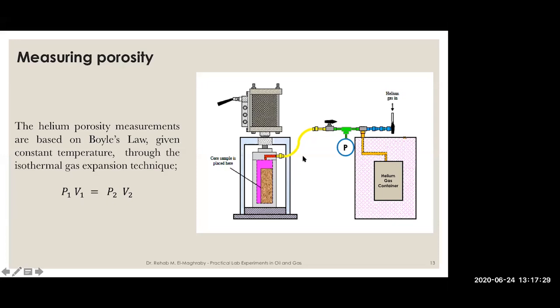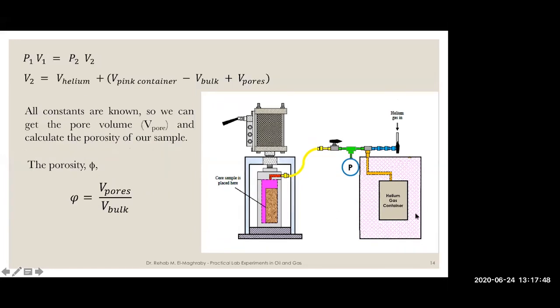and V2 is all the volume that is occupied by helium. So this volume will be considered, and this volume will be considered. If you already know P1, you know V1, and you know P2 because you measured it, and if you know V2, then you can calculate this process. But how can we calculate the pore volume? V2 is equal to the volume of the helium gas container plus the helium expanded into this container. So it is filling all the pink container. So this is filling this volume, the pink one.